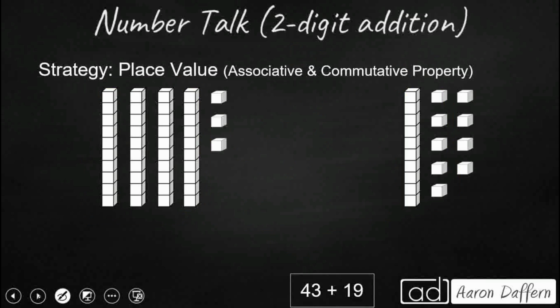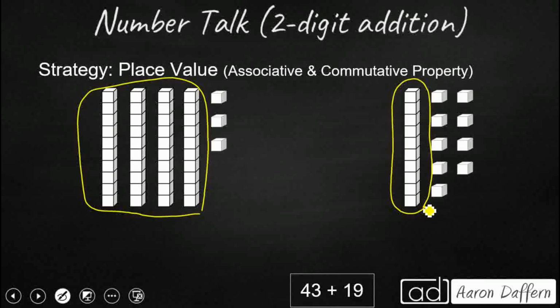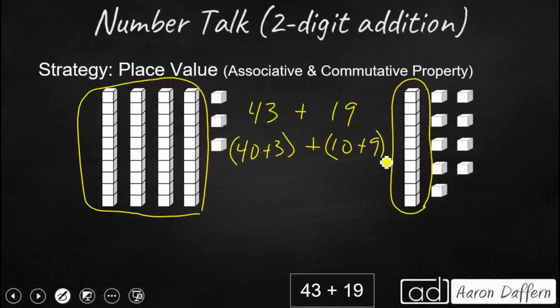And so the third thing we can do here is place value. So let's take a look at this. Probably a few of you might have chosen this strategy to begin with. You're going to take both of your numbers, 43 plus 19, and you're just going to look at them like expanded form. So you're going to take 40 plus 3, and then you're going to take 10 plus 9. You're going to break them up into 10s and 1s, and that's just going to be the easiest for you.